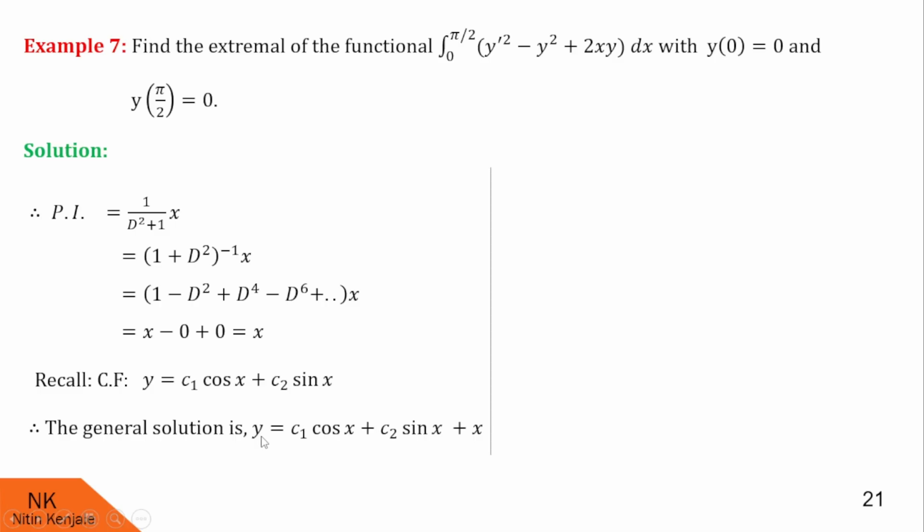So I'll substitute first x is equal to 0 and y is equal to 0 over here. So LHS becomes 0, RHS becomes c1 cos 0. Cos 0 is 1, so we get c1 plus c2 sin 0. Sin 0 is 0, so we get 0 here and x is 0. So we get 0 is equal to c1.